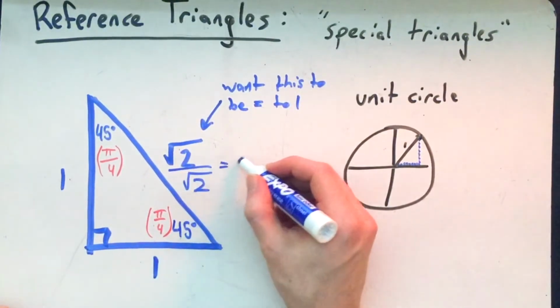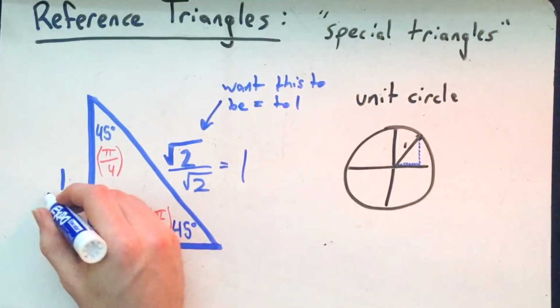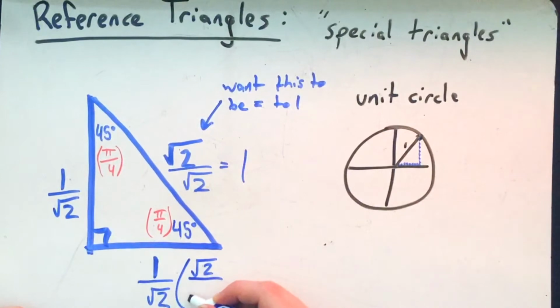So in order to make it 1, we'll just divide it by the square root of 2. But I can't just divide one side. If I'm going to scale the whole triangle down, I'd have to divide everything by the square root of 2. So that makes the other side length 1 over the square root of 2. And I don't like having a radical in the denominator, so we're going to do something called rationalizing the denominator.